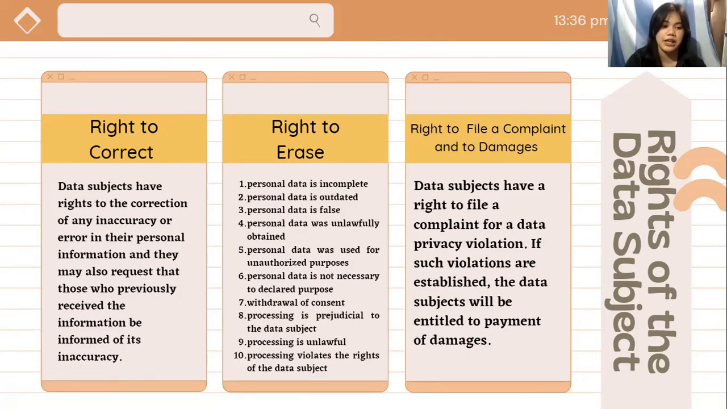Okay, next is the right to correct. The data subject has the right to correction of any inaccuracy or error in their personal information, and they may also request that those who previously received the information be informed of its inaccuracy. Next is the right to erase.